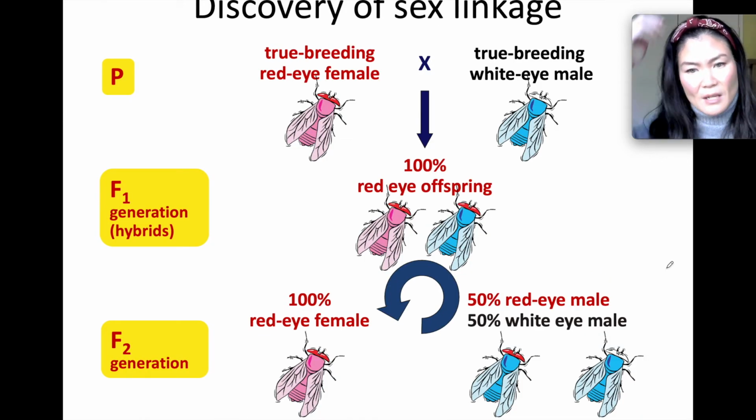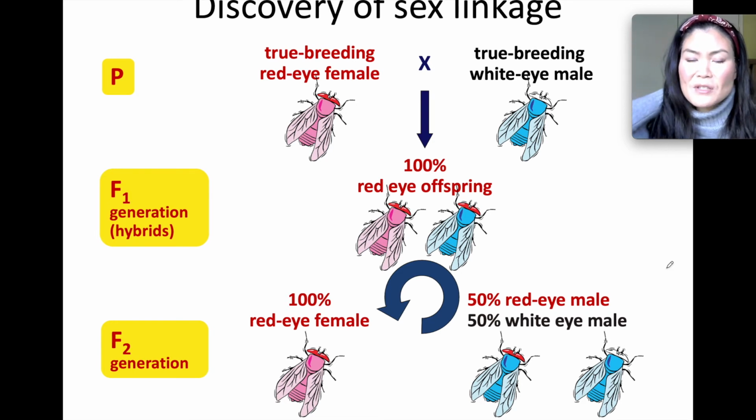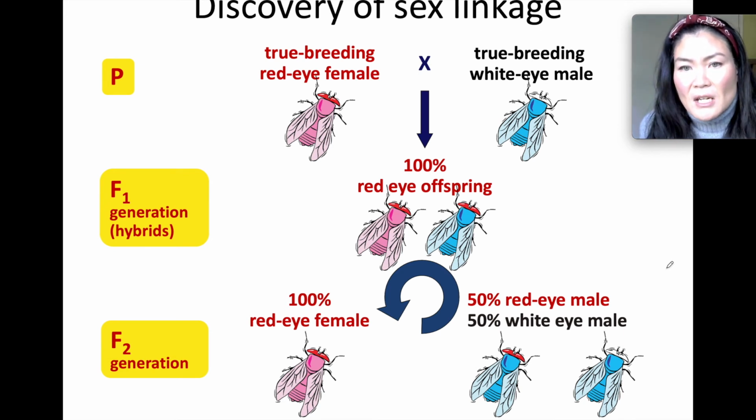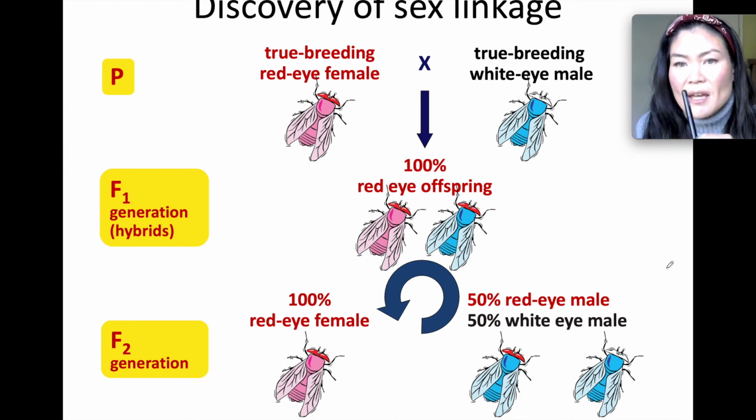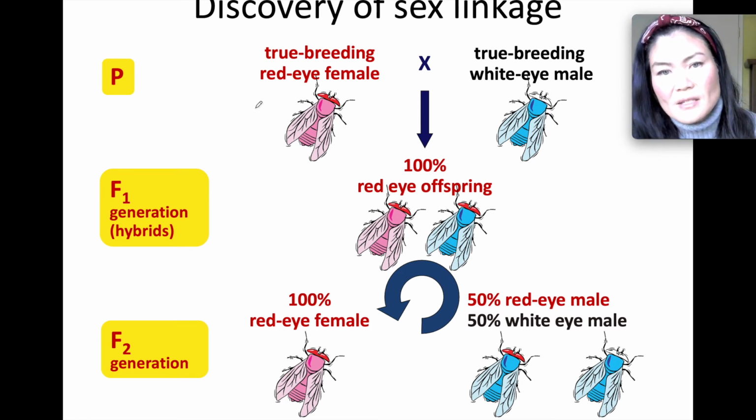So there was this scientist whose last name was Morgan. I forget his first name. But he was the first to discover that in fruit flies, the gene that determines eye color, red versus white, is on the X chromosome. So he was the first to discover that eye color in fruit flies is linked to sex, okay? It's on the sex chromosome.